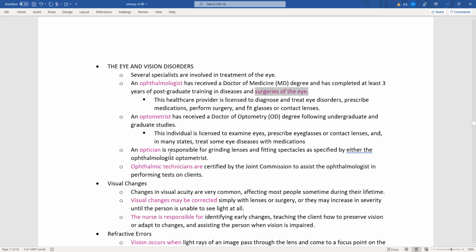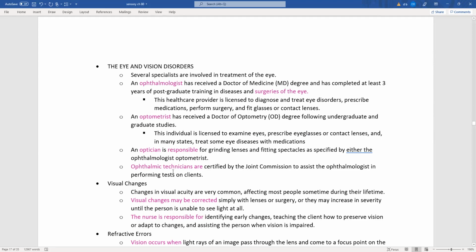An optician is responsible for grinding lenses and fitting spectacles as specified by either the ophthalmologist or optometrist. Okay, so know each one. If I was y'all, I would know each one of their responsibilities. Something like this would be on the test.